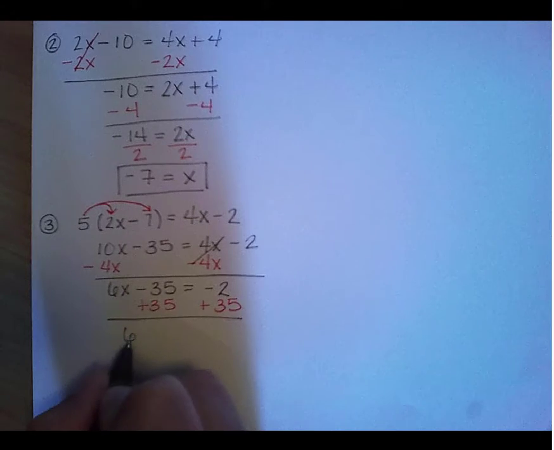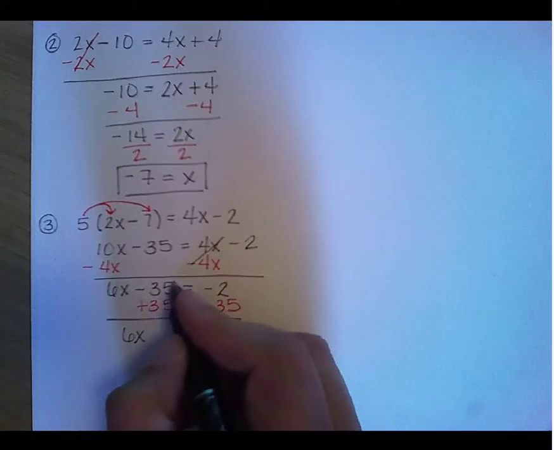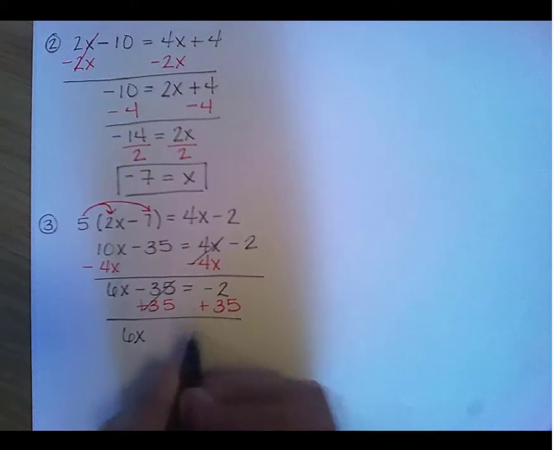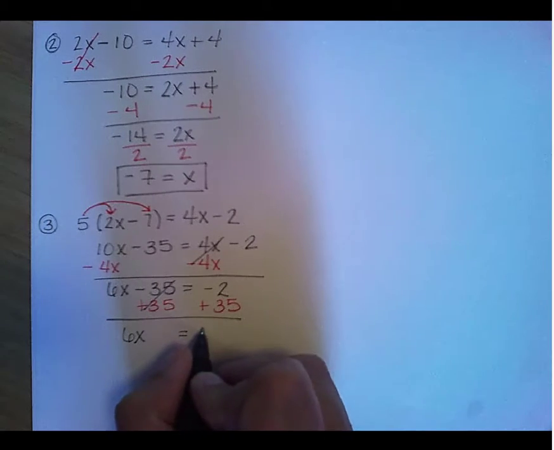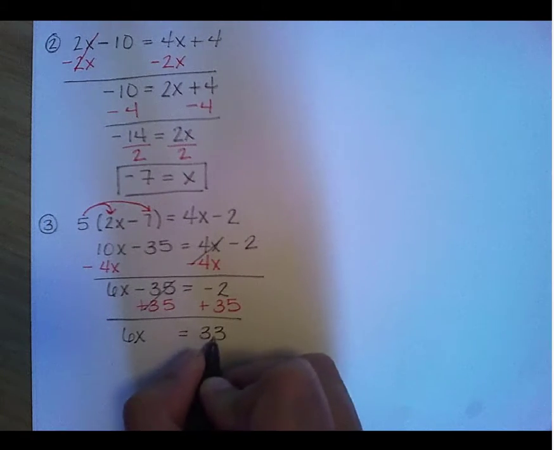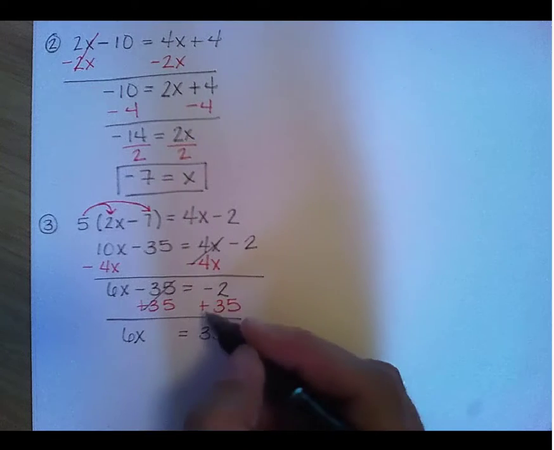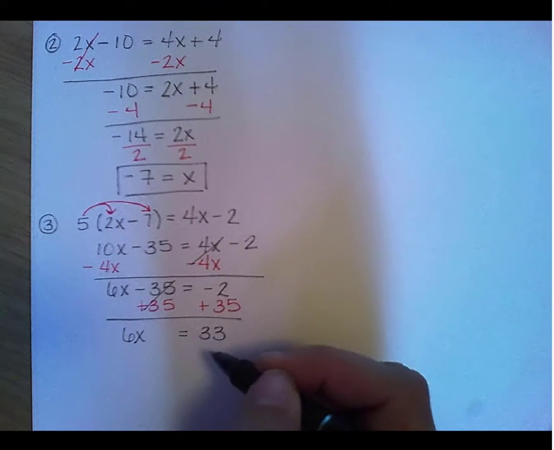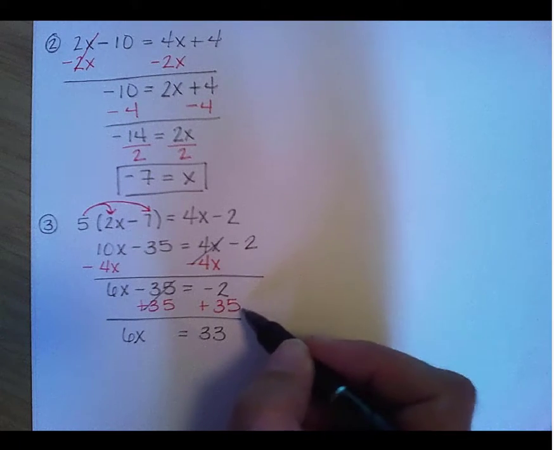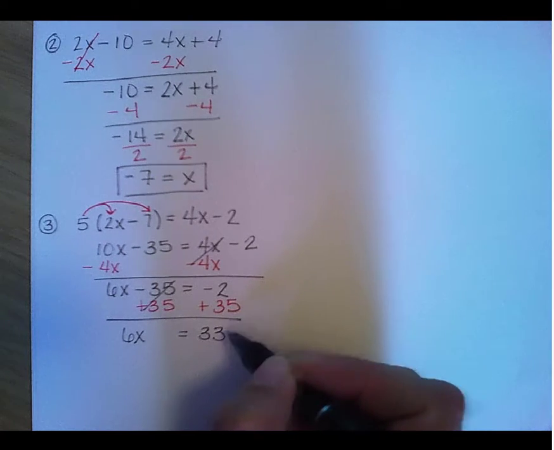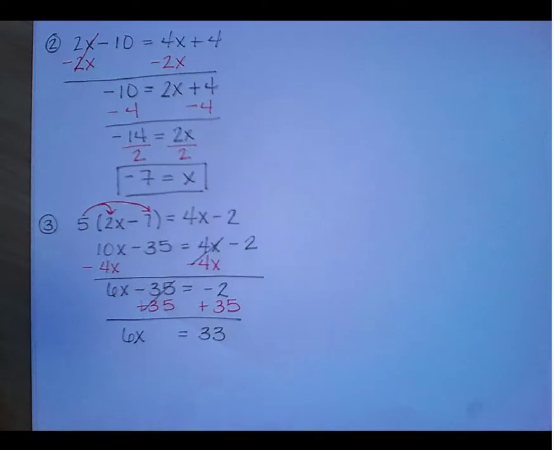So again, we're going to have our 6x still. We haven't messed with it yet. Our 35s are going to cancel each other out, and that's going to be equal to 33. Remember, when you have two things that are opposite signs like this, where you have a positive 35 and a negative 2, you are subtracting them, and you're taking the sign of the larger number. That's why that will be a positive 33.